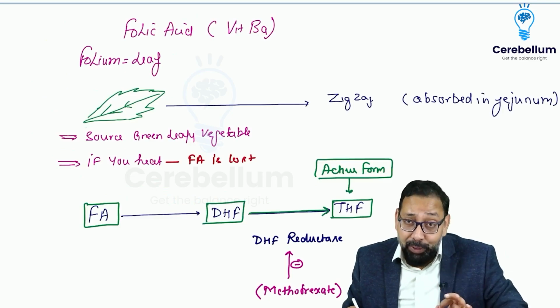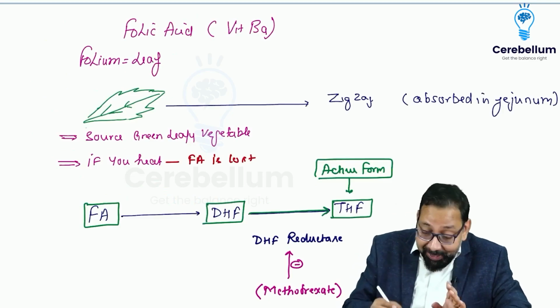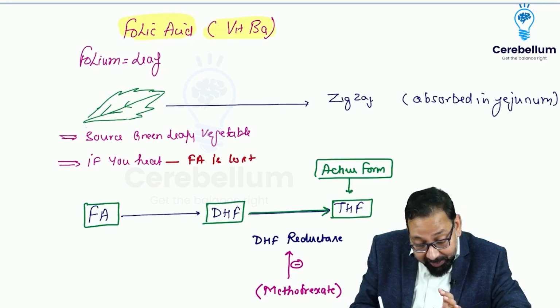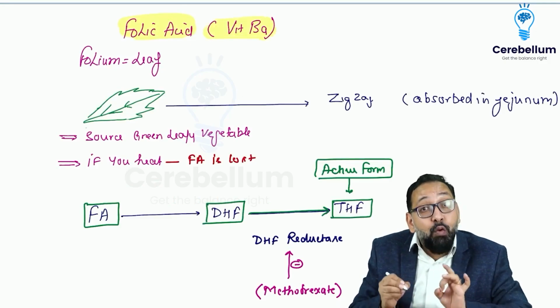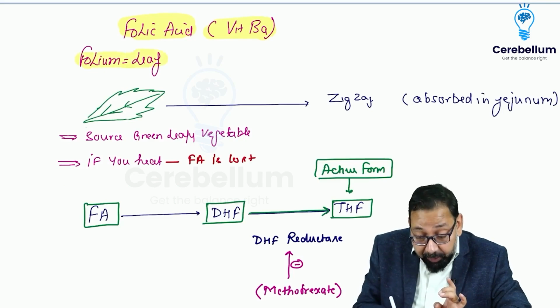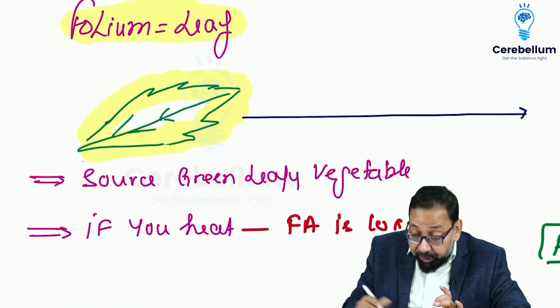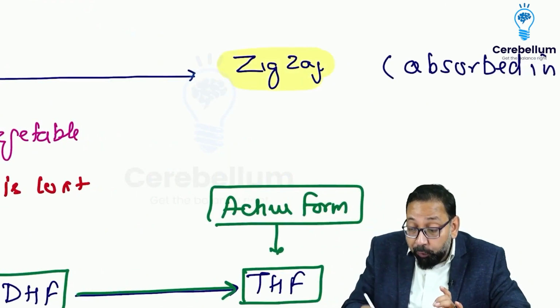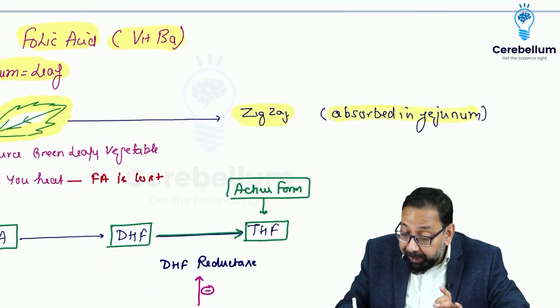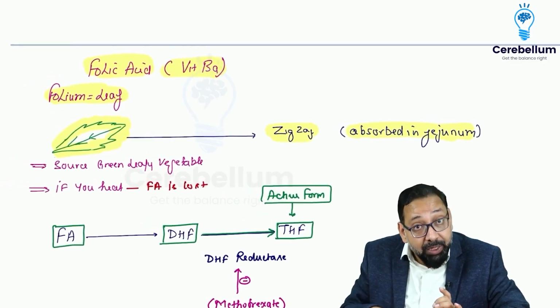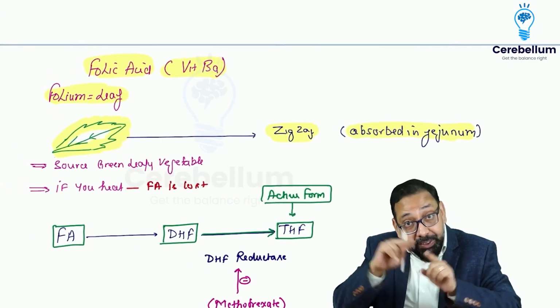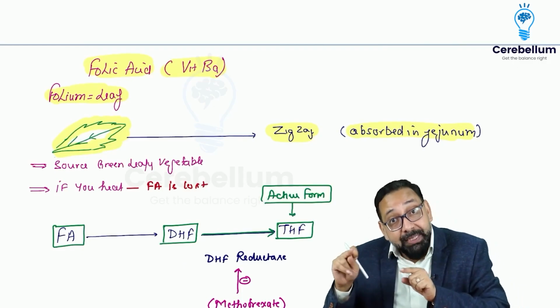Now we come to folic acid, or vitamin B9. Folic acid, folium. Folium means leaf. If you see a leaf, you will find zigzag edges. Zigzag means jejunum. Folic acid is absorbed in the jejunum. Mnemonic: folic acid, folium, leaf, zigzag, so it is absorbed in the jejunum.